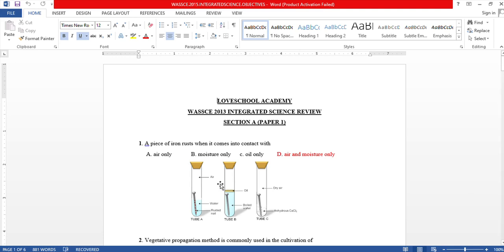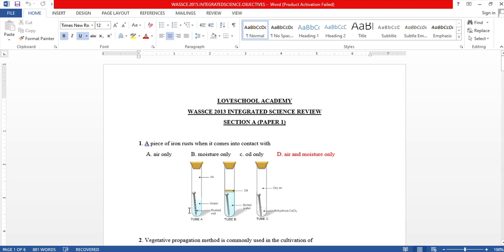Alright, so the first question: a piece of iron rusts when it comes into contact with air only, moisture only, oil only. So the answer is air and then moisture only. Now if you look at the diagram we have here, this is an experiment to look at the factors necessary for rusting, or the conditions necessary for rusting to occur.